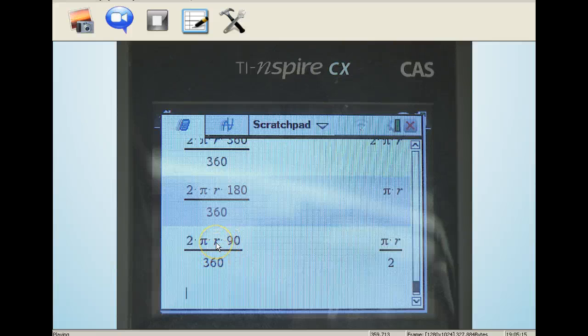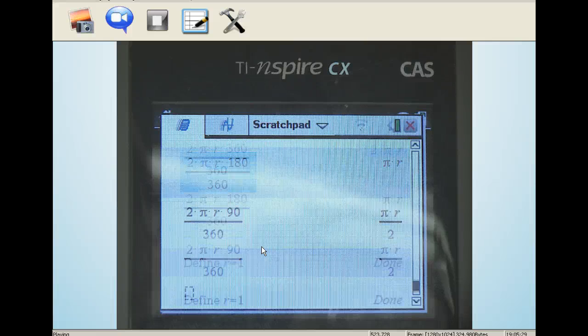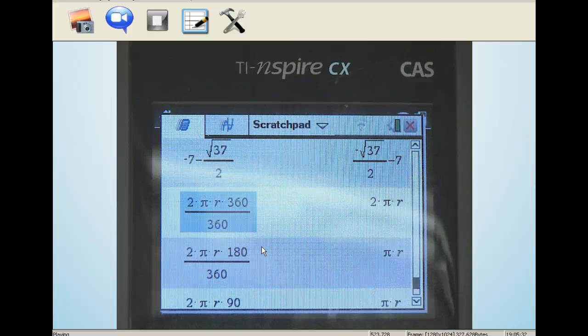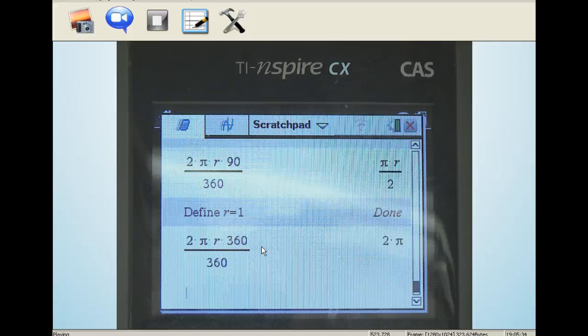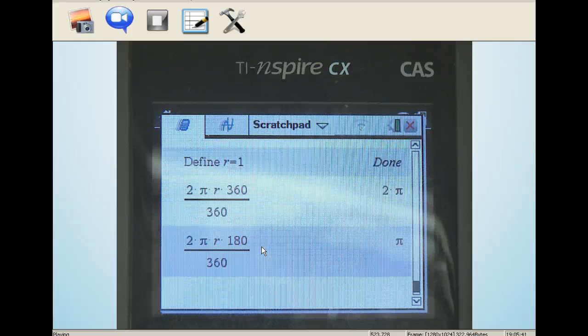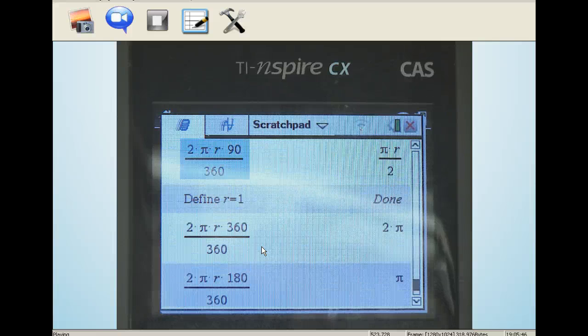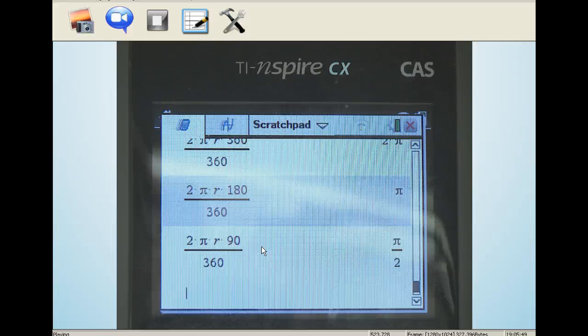What if the radius was 1? Okay, so let's try that. Let's define r equals 1. So if the radius of our circle was 1, well then an arc of an entire circle would just measure 2 pi units. An arc of a half circle would measure pi, and the arc of a quarter circle, or 90 degrees, would measure pi over 2.